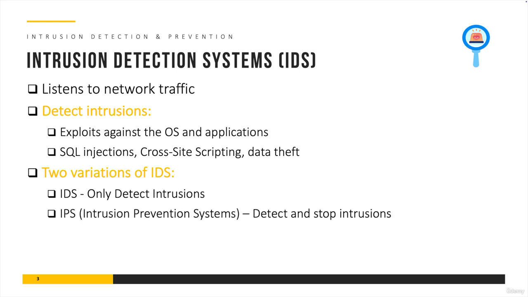The other type of intrusion detection systems are what we call intrusion prevention systems. These systems go one step ahead. They also have the IDS capability, that is the intrusion detection capability, but they also have the capability to actually stop the attacks. So they not only detect intrusions, they can also stop intrusions. So IPS is basically IDS plus the capability of stopping intrusions.